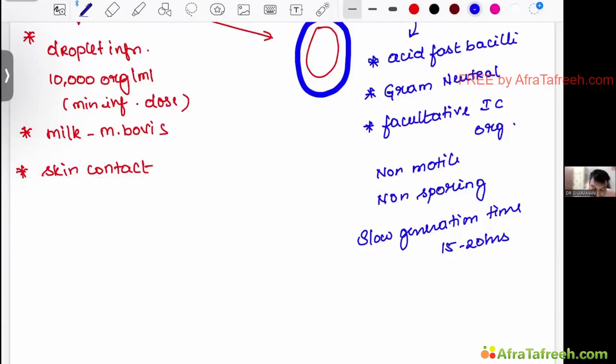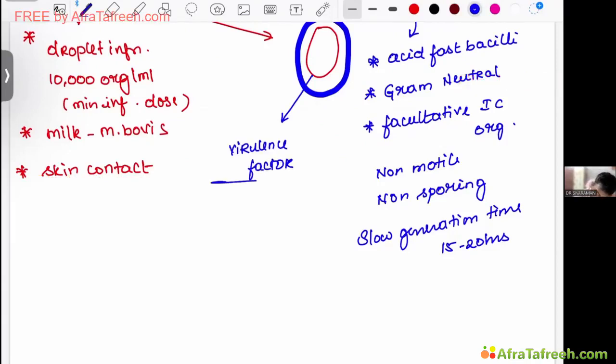And this bacteria has a virulence factor, and the virulence factor is called Cord factor.